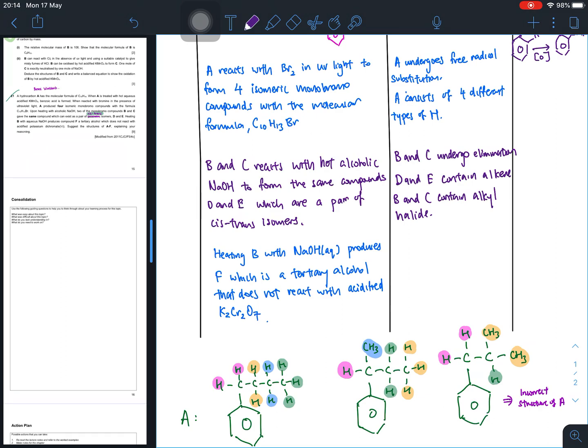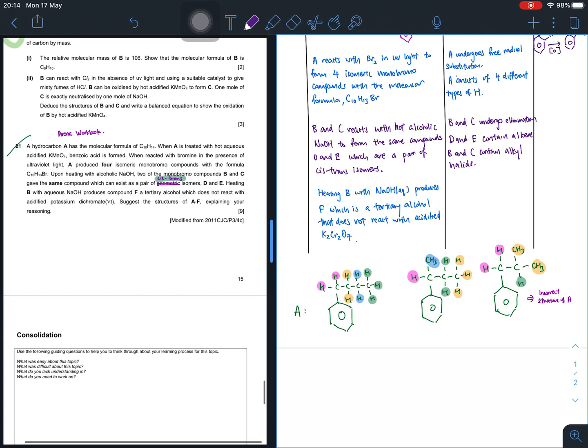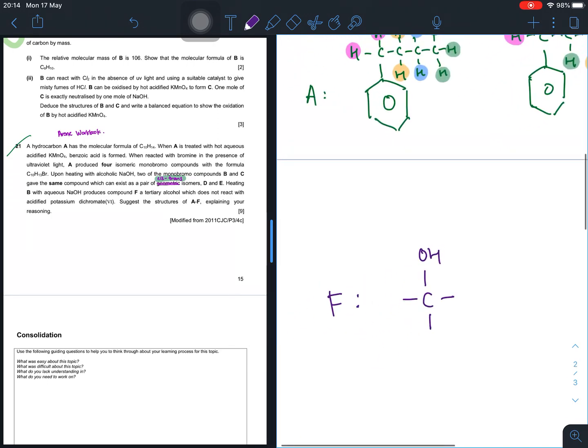Okay, and then finally, the last line that it tells us is that when you heat B with aqueous NaOH, it forms compound F, which is a tertiary alcohol, and you need to know how a tertiary alcohol looks like. Okay, so a tertiary alcohol F would look something like that, which you need to fill in accordingly. Okay, a tertiary alcohol would have an OH on a carbon, and the remaining groups over here would have to be alkyl groups, okay, which I do not know the identity. I need to uncover the identity of these R groups later on.